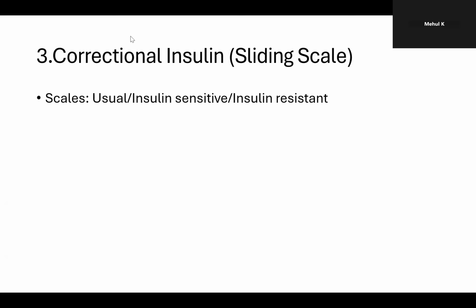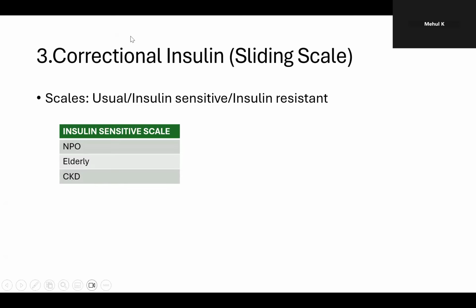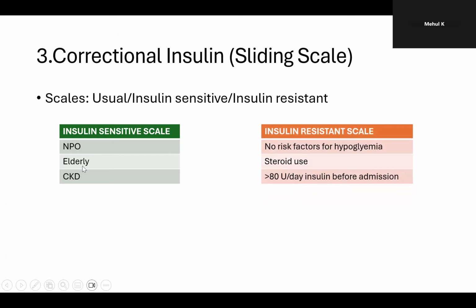So how do you decide whether to go for the insulin sensitive scale? Insulin sensitive basically means increased risk of hypoglycemia: the patient is NPO, an elderly patient, a CKD patient. With increased risk of hypoglycemia, go for a more conservative scale. Insulin resistant scale is for patients who have no risk factors for hypoglycemia, who are on steroids, or who had a total daily insulin requirement of more than 80 even before they came to the hospital.